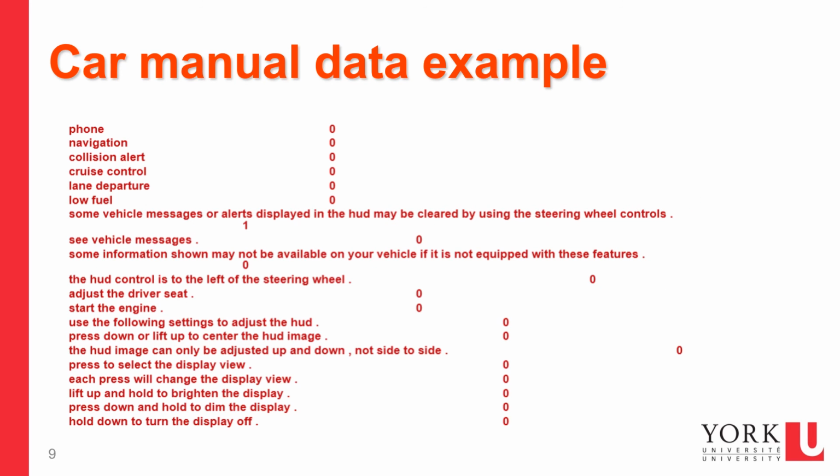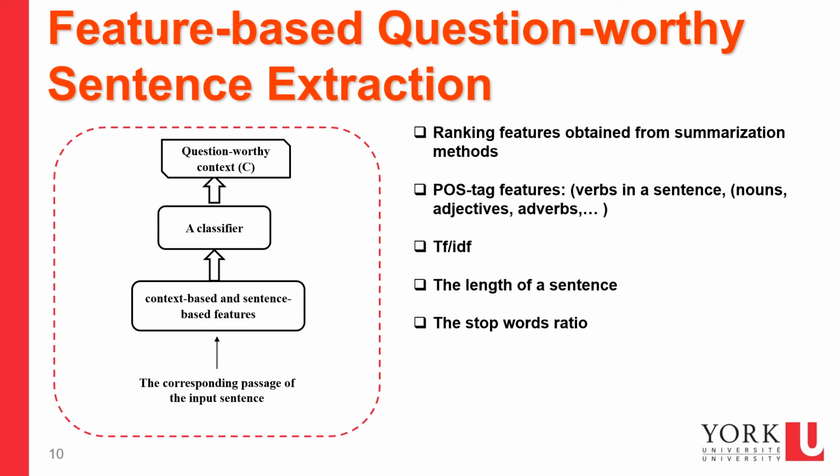So what we did is we looked at the data of the car manual. For example, there are lots of sentences that just have one word or one verb. We know they are not good sentences and they are not rich context. Also, if you look at the sentences, you can see mostly the long sentences are labeled with one. They are most likely to be asked about. So when we look at this data, we are motivated to propose a method which we call feature-based question versus sentence extraction.